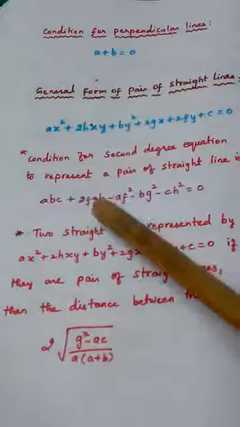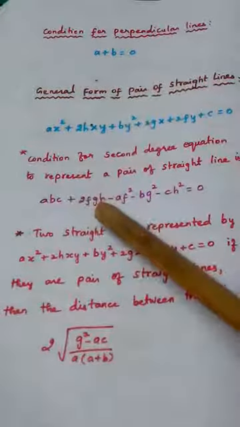So this is the condition for a second degree equation to represent a pair of straight lines. The next one: if two straight lines are represented by this, that is a pair of straight lines, then the distance between them... suppose this equation represents a pair of straight lines, then definitely it contains how many lines in it? Two straight lines. Definitely there will be a distance between those two lines.